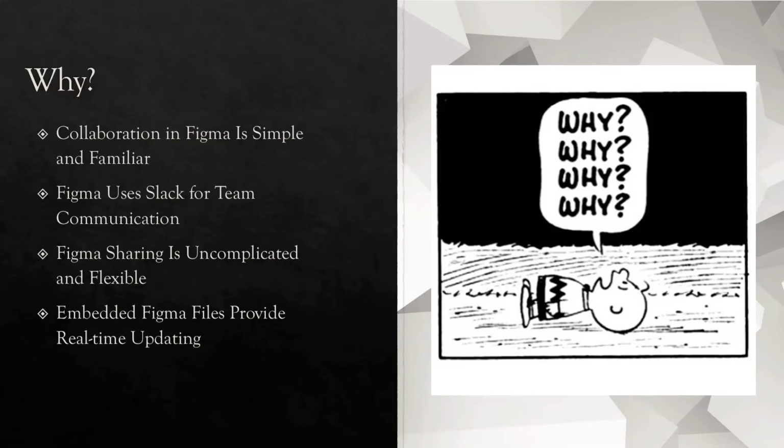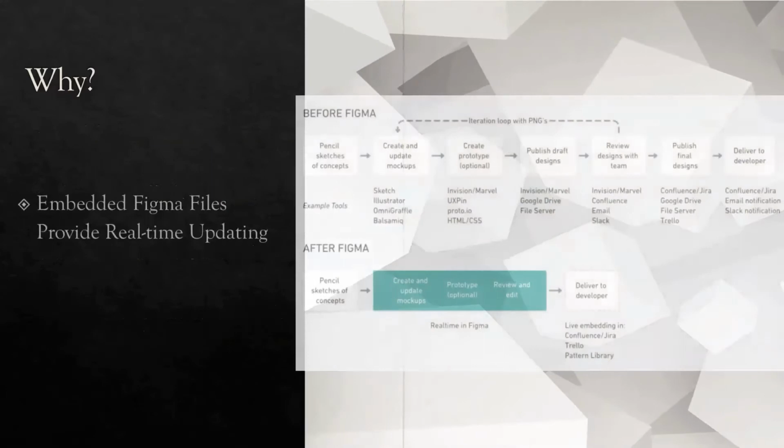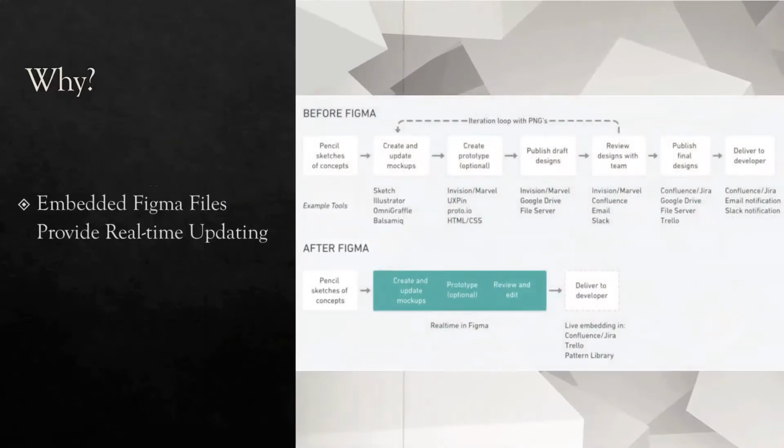Well, why is this a positive point? Before, you would create and update mockups, create prototypes if it's optional, publish the draft designs, review the designs with the team, and in the end, it would be a lot of sharing of images, JPEGs, PNGs, going through an iteration loop. While with Figma, you're going to do exactly the same, but everyone is updated instantaneously. So this eliminates the need for dedicated apps for prototyping, etc.